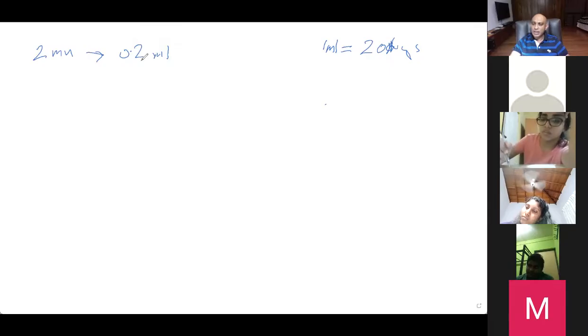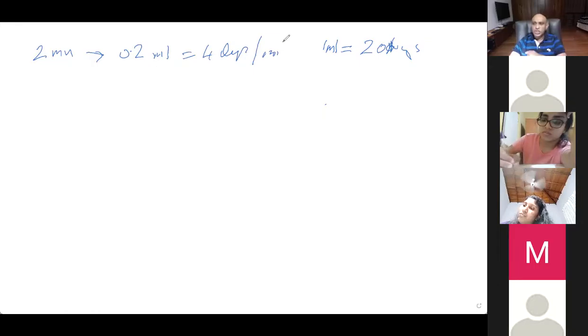Now, if 1 milliliter is 20 drops, 0.2 ml is how many drops, children? 1 ml is 20 drops, so 0.1 ml is 2 drops. 0.2 ml is 4 drops, right? So this is equivalent to 4 drops per minute.